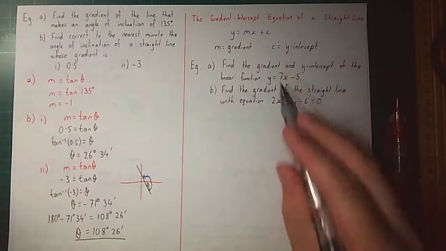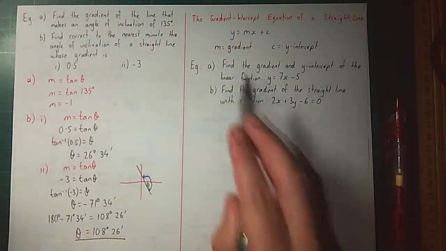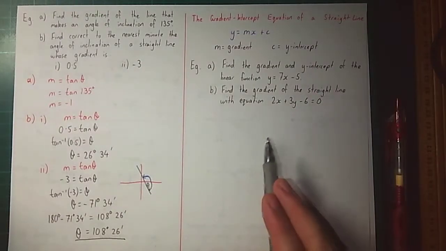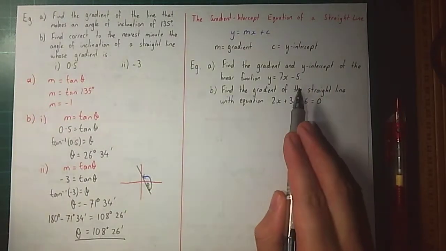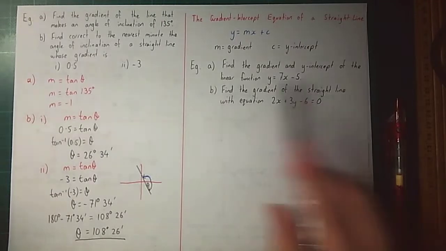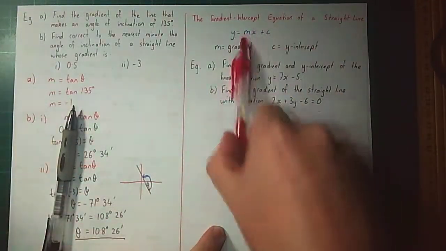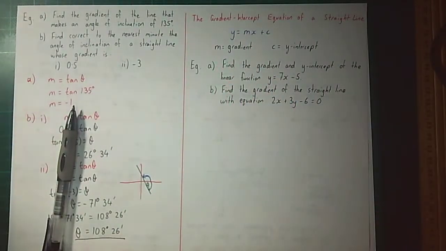So using this idea, we can answer this example here. For A, find the gradient and y-intercept of the linear function y equals 7x minus 5. Now, linear function just means a straight line. So given this information, that's all we need to answer this question.